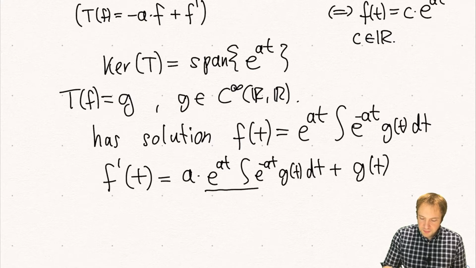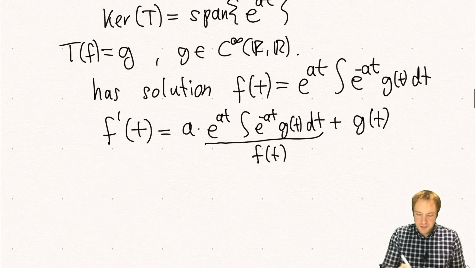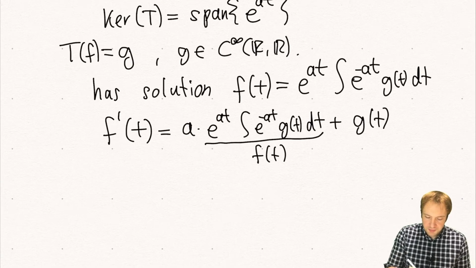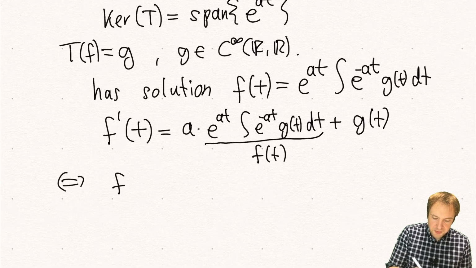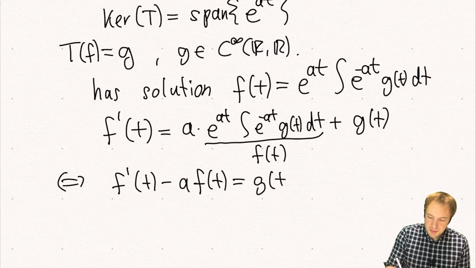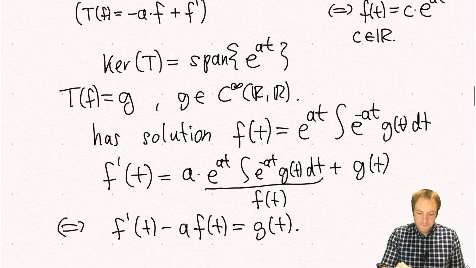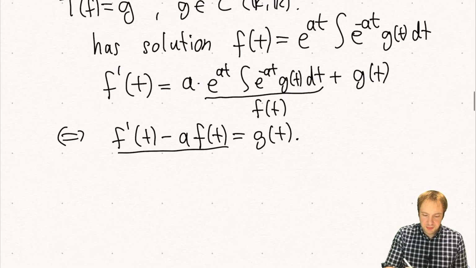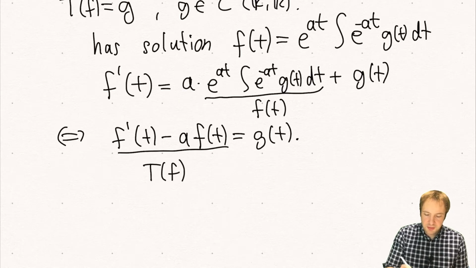And you see here, this is our f of t, and therefore this equation reads that this is equivalent to f prime of t minus a f(t) equals g of t. And this here is exactly T of f.